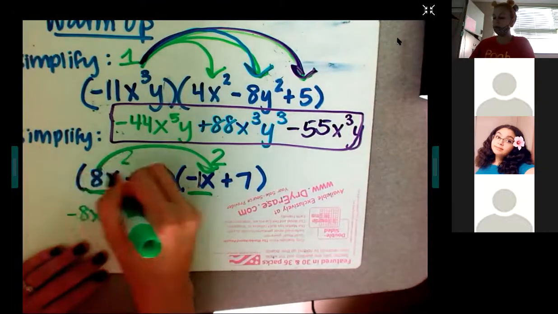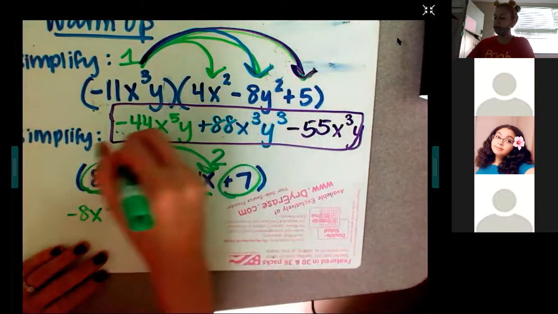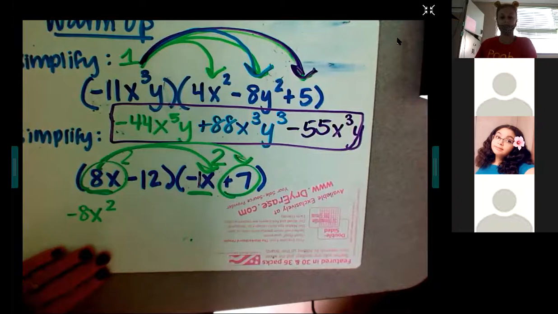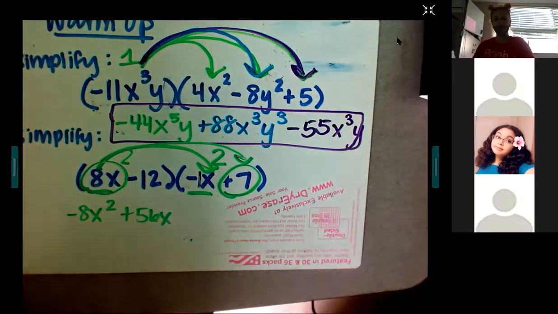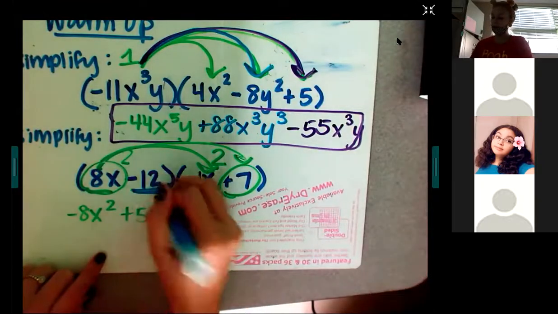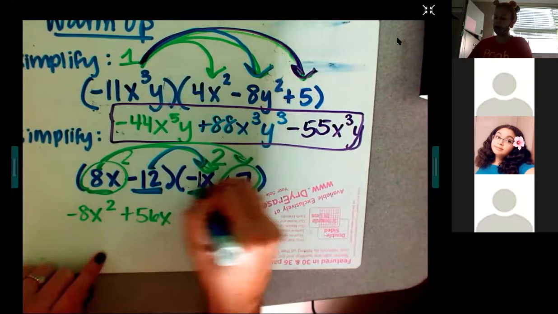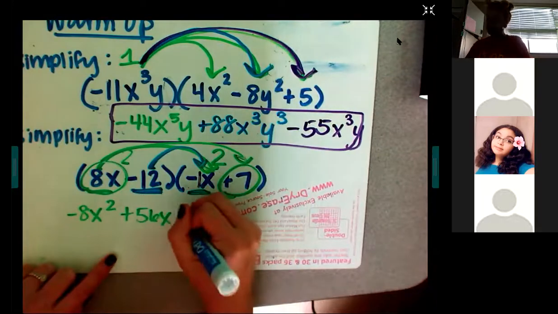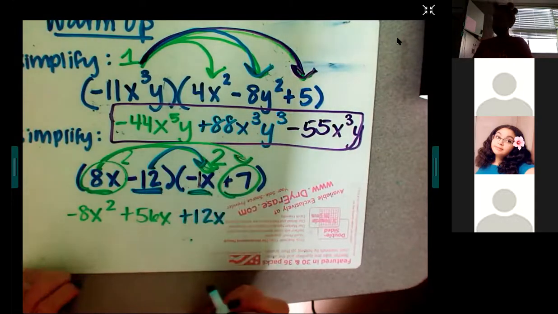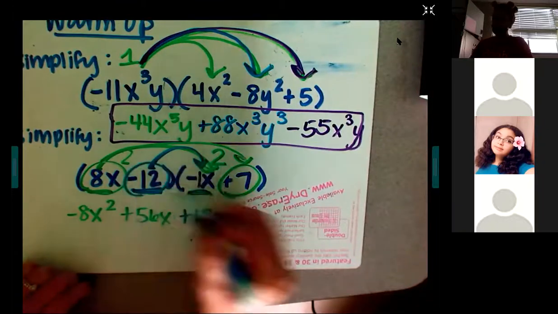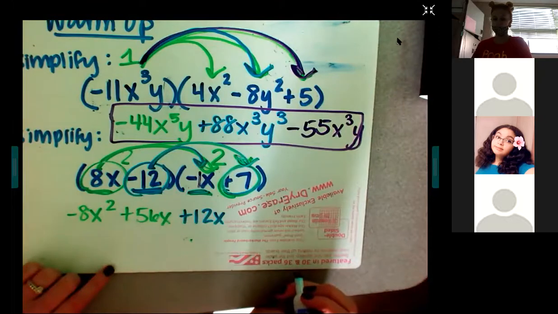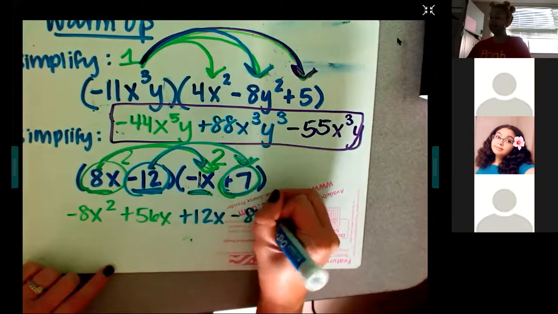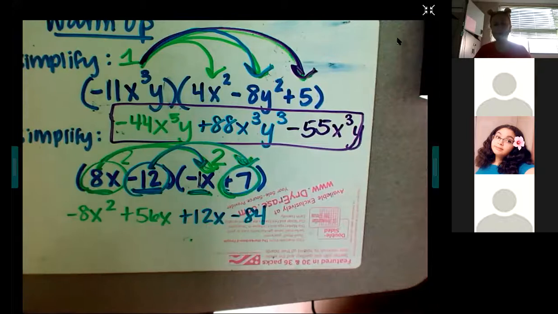My outside ones, that would be the 8x times 7. So what is 8x times 7? 56x. There we go. All right, my inner for FOIL, negative 12 times negative 1x. What is that? Positive 12x. Good. And then my last, what is negative 12 times positive 7? Negative 84. Ashley, good job.